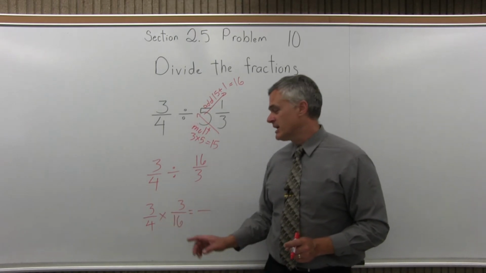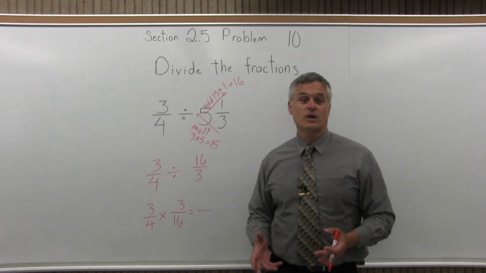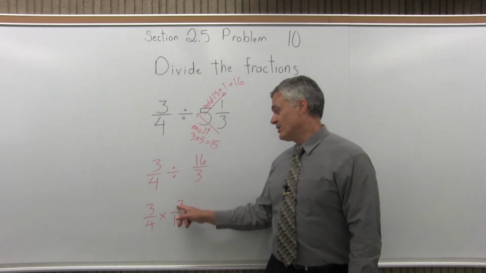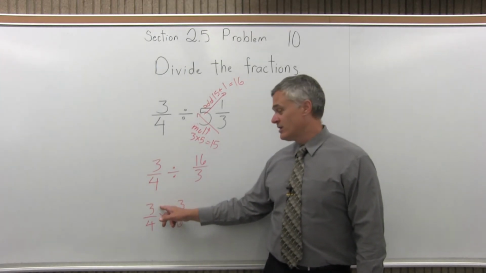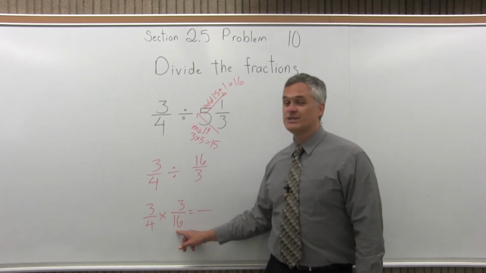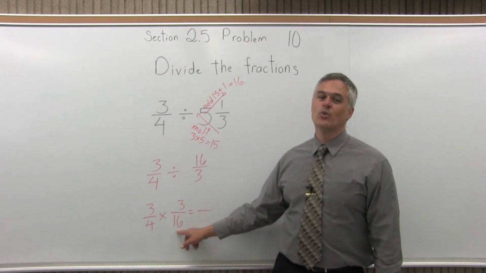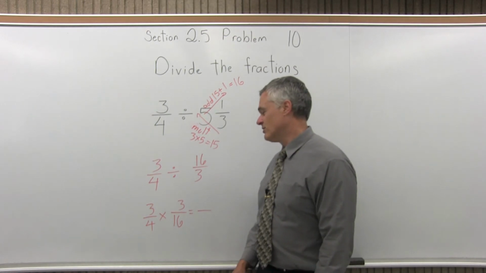Now I can multiply the numerator times numerator and denominator times denominator. The numbers are pretty big. I see some matches. You might want to try and pre-reduce, but you can't. The 3's match nice, but they're both numerators. The 4 and the 16 reduce nicely, but they're both denominators. You need one numerator, one denominator to pre-reduce.